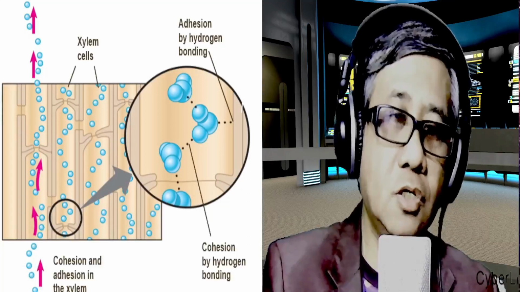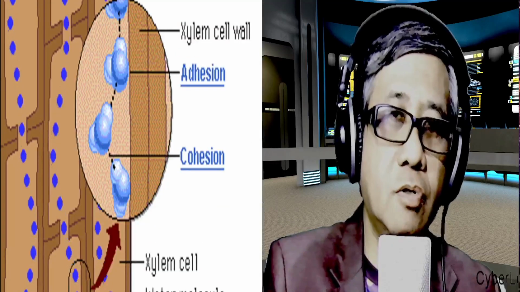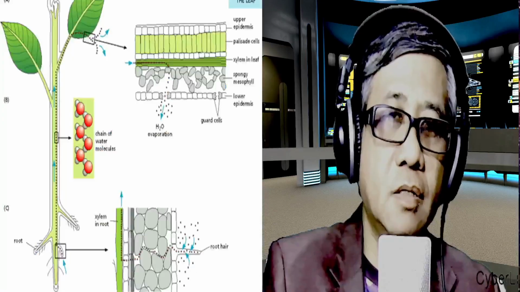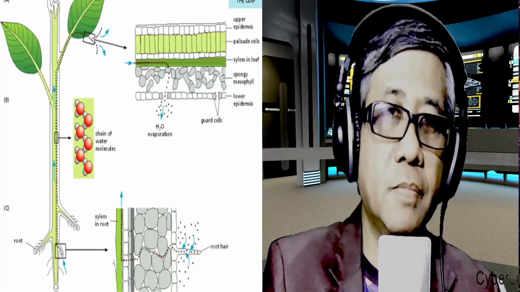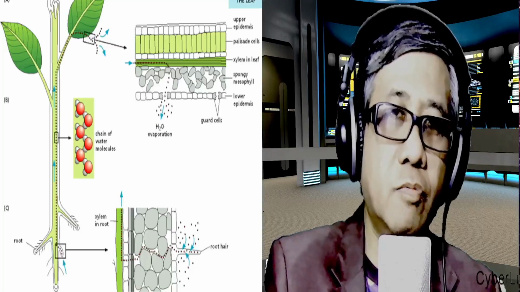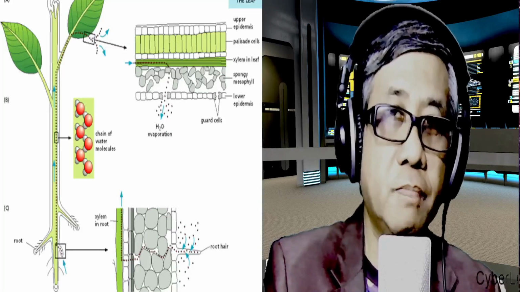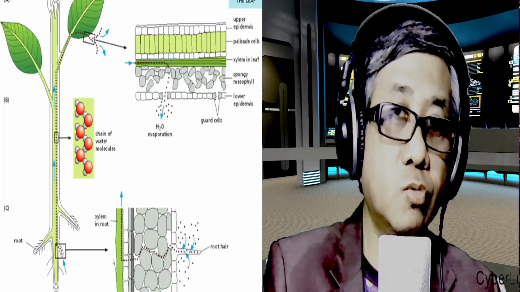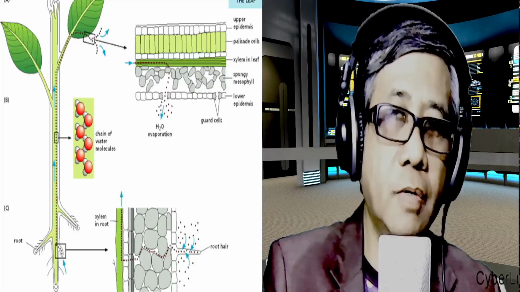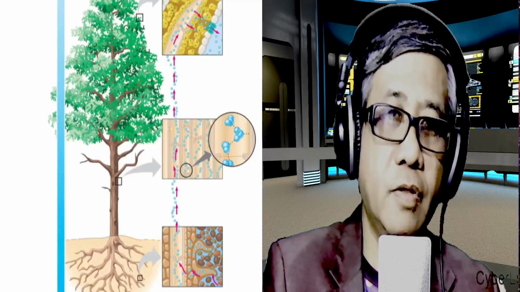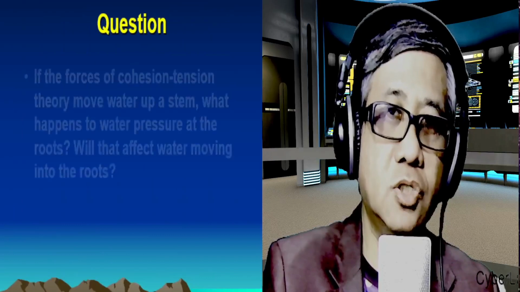So cohesion and adhesion will work together in order to transport water molecules upwards. To compensate on the limit, transpiration converts water into gas, and as the water molecules are converted into gas, the adjacent water molecules replace those that have evaporated, and this will pull the entire water column upwards up to the roots. So this is felt up to the roots of the plant. So that is the cohesion tension theory.